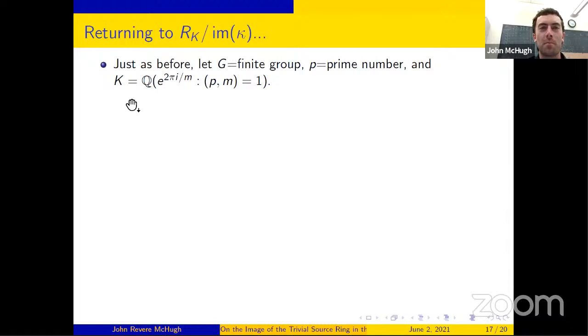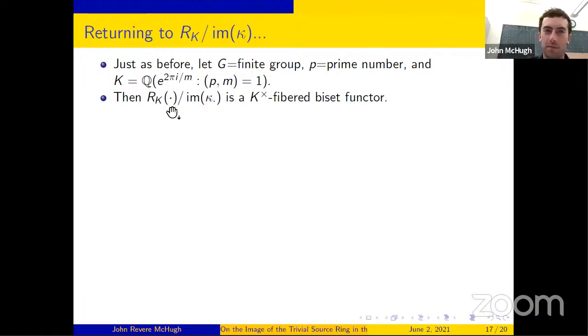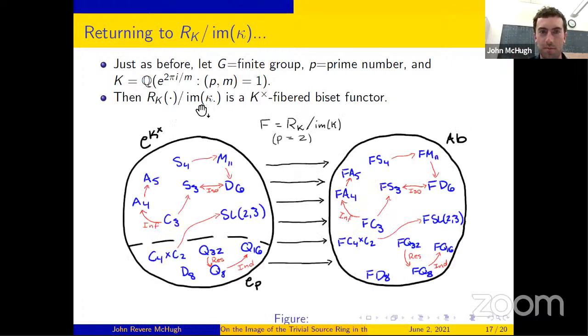All right, now let's return to the problem. G is still a finite group, P is a prime number, and K is this special field, Q joined with the P prime roots of unity. This quotient that I'm interested in is a K cross fibered biset functor. So now I can use this fibered biset functor language to attack my problem. If you look back at those tables, all of the computations seem to be connected. That's explained because this thing is a fibered biset functor, so the morphisms are connecting the quotients for the different groups.